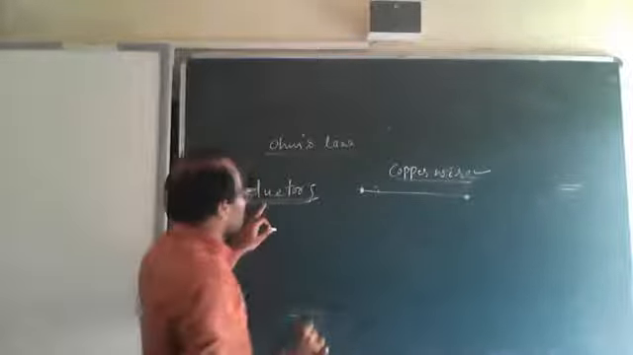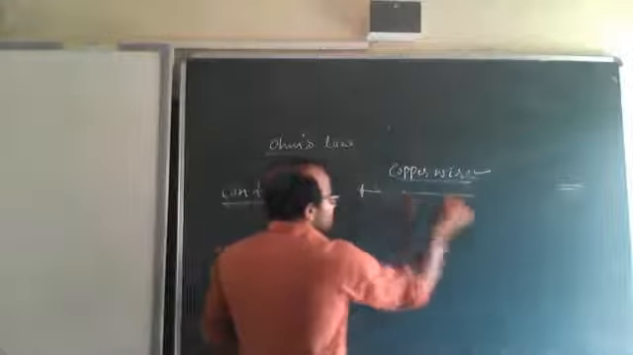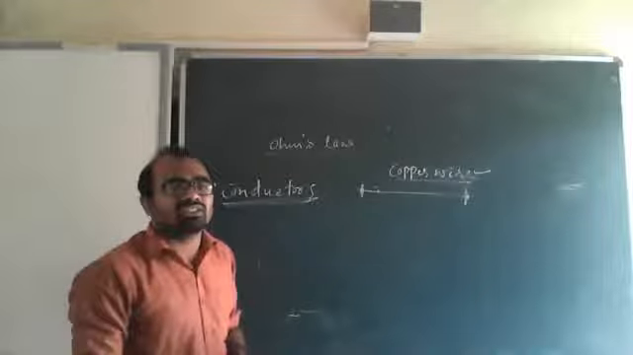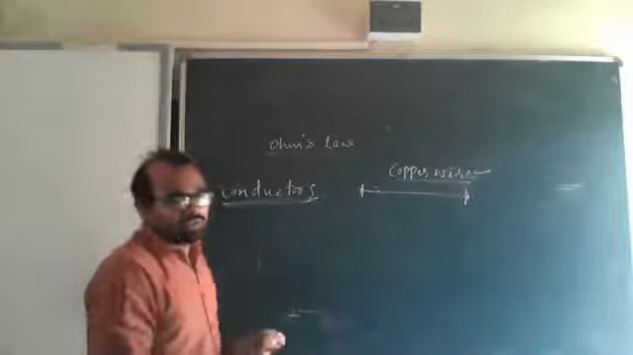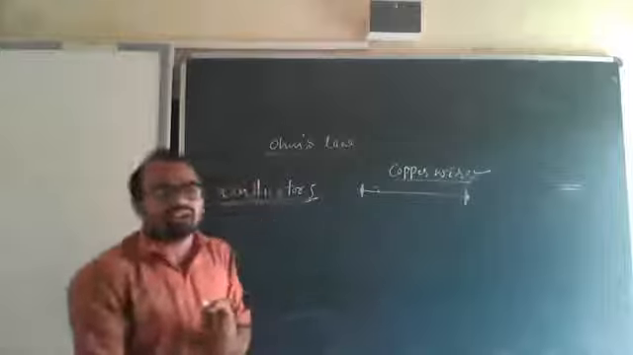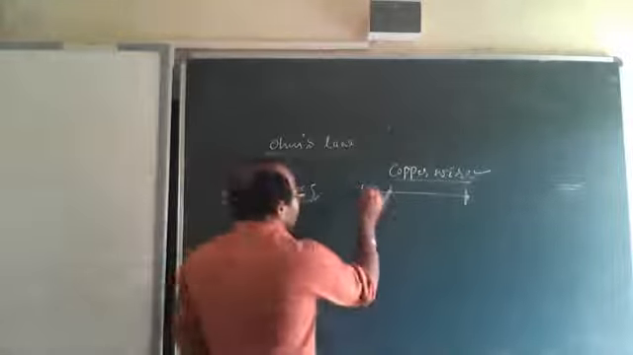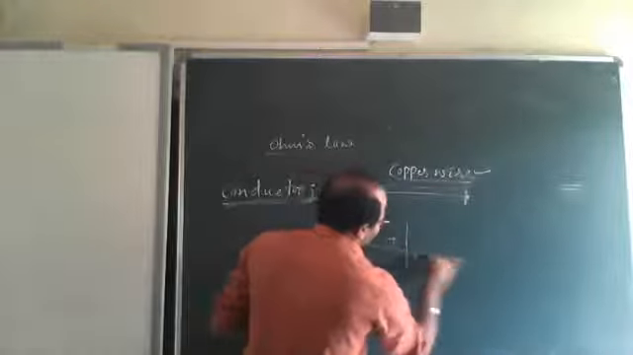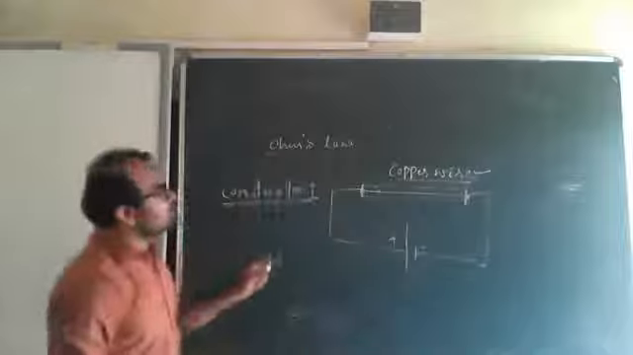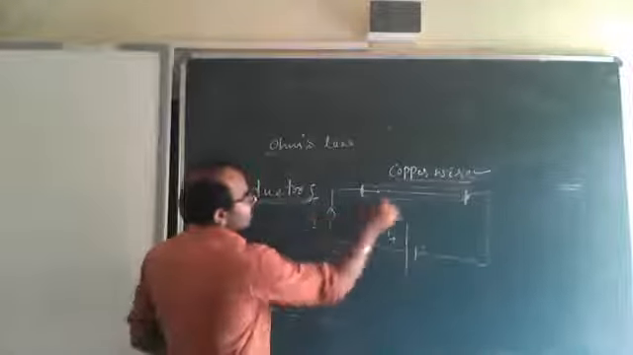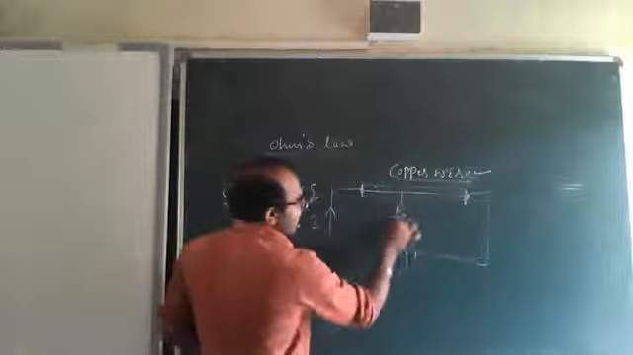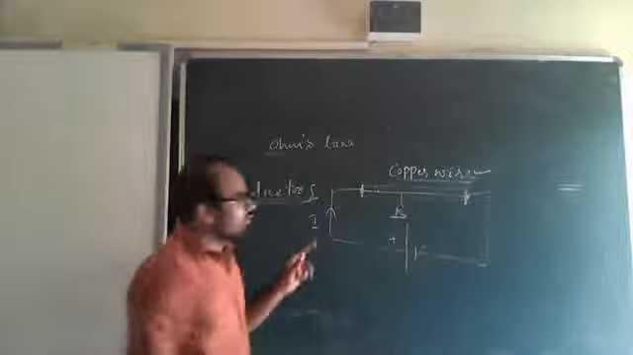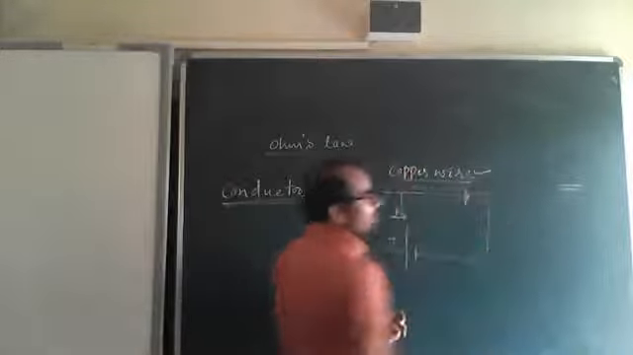Because it is a conductor, the resistance of a conductor is very less. That means the opposition to the current is less, so current will easily flow. Here R is very less, which means the current will easily flow. That means it is a good conductor of electricity.